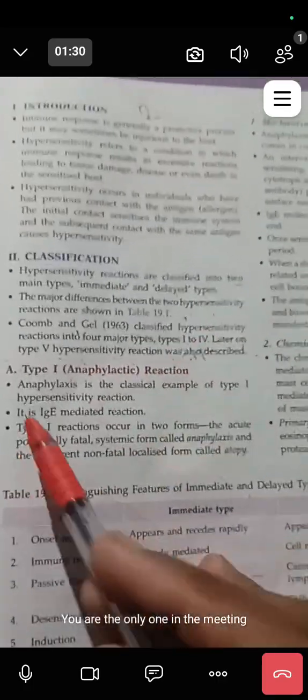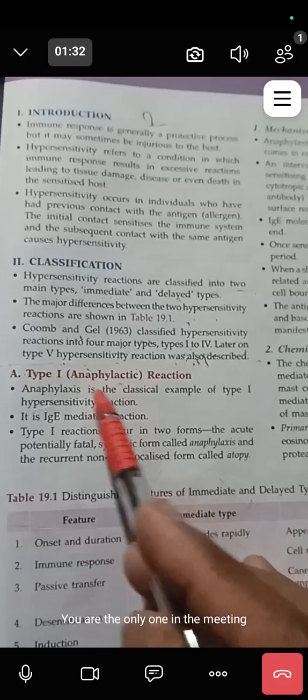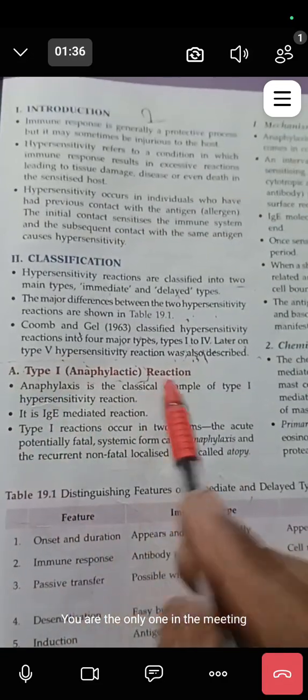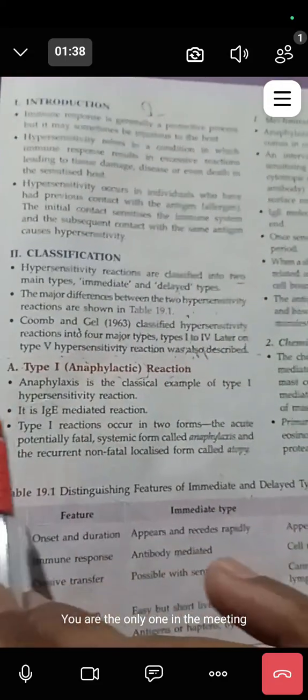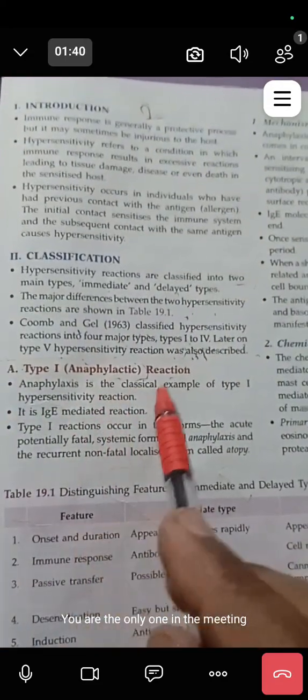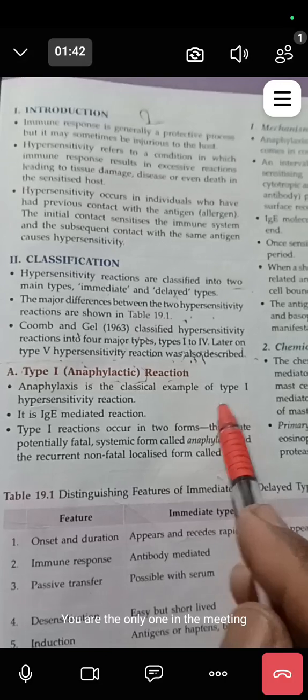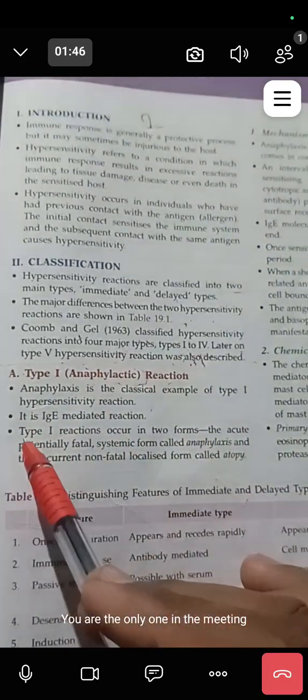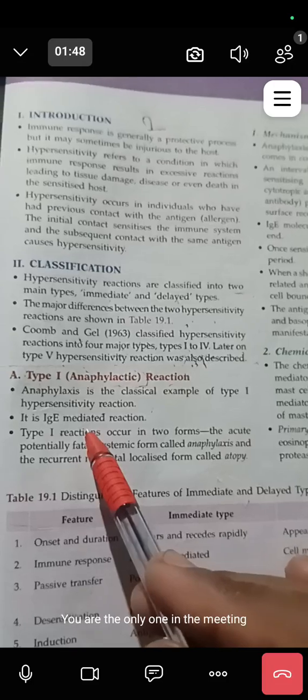Then, type 1 is anaphylactic reactions. Anaphylaxis is the classical example of type 1 hypersensitivity reactions. It is an IgE mediated reaction.